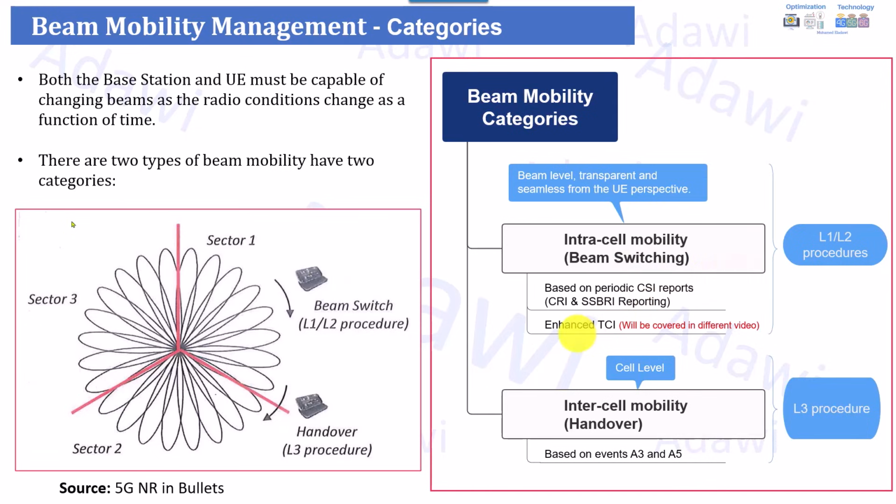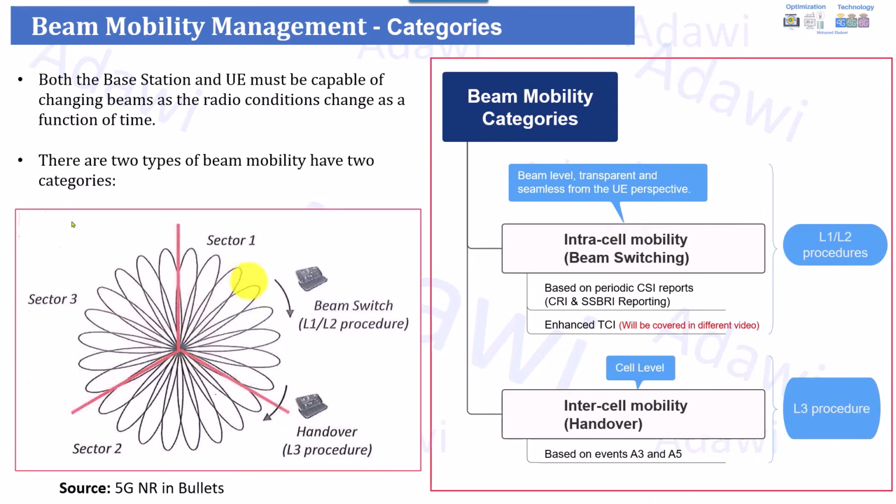The second one will be covered in a completely different session, because this requires more details related to the enhanced TCI. This will be covered in a different video. This is the first type of beam mobility, which is called intra-cell mobility. I will be covering this in more detail in the next slide as well, just to give you an overview of what you can see from drive tests, and also what kind of parameters you might need to look into for both intra-cell and inter-cell mobility.